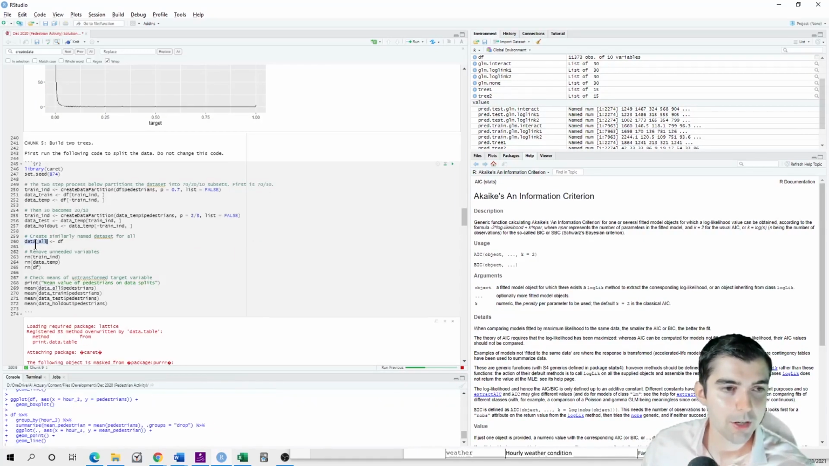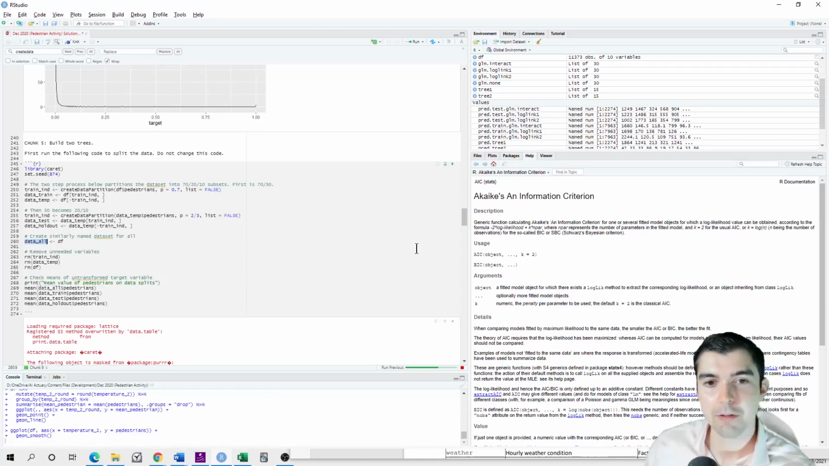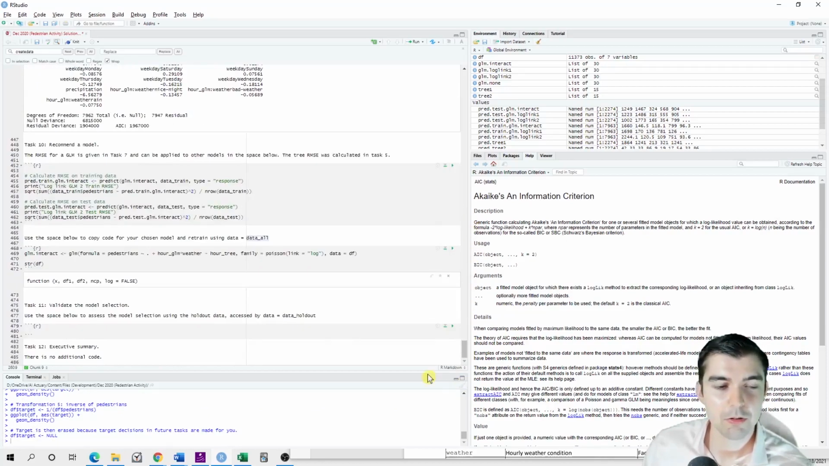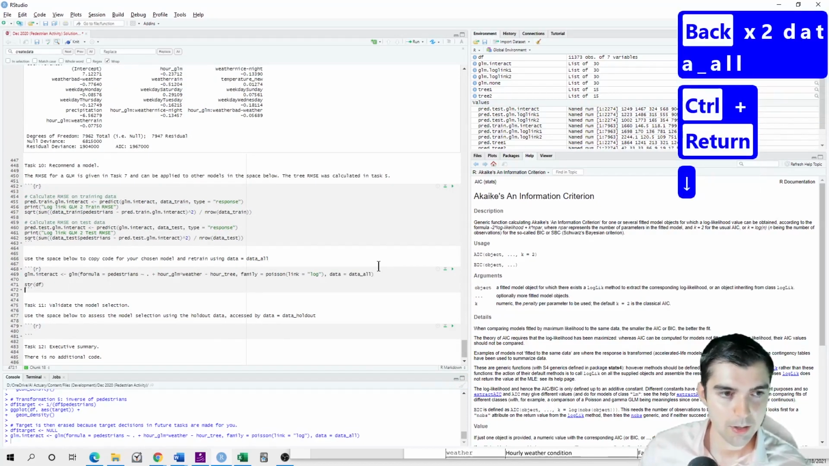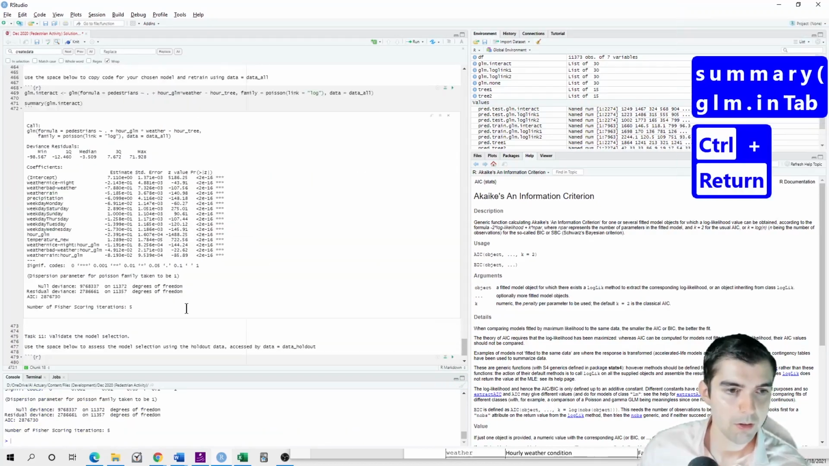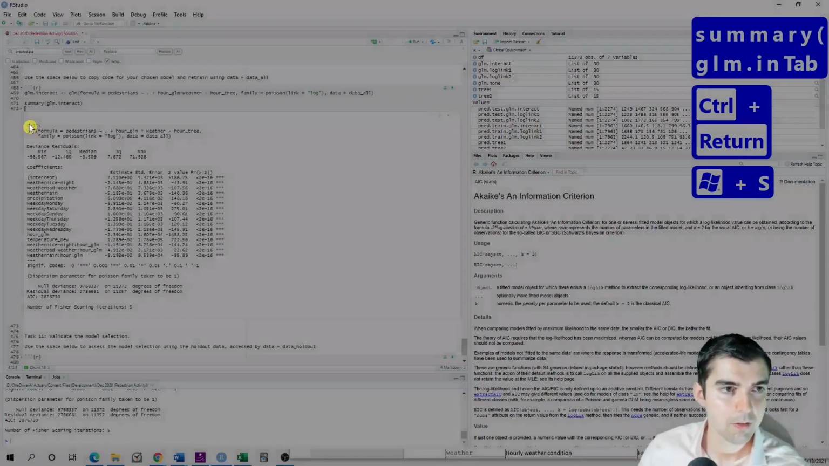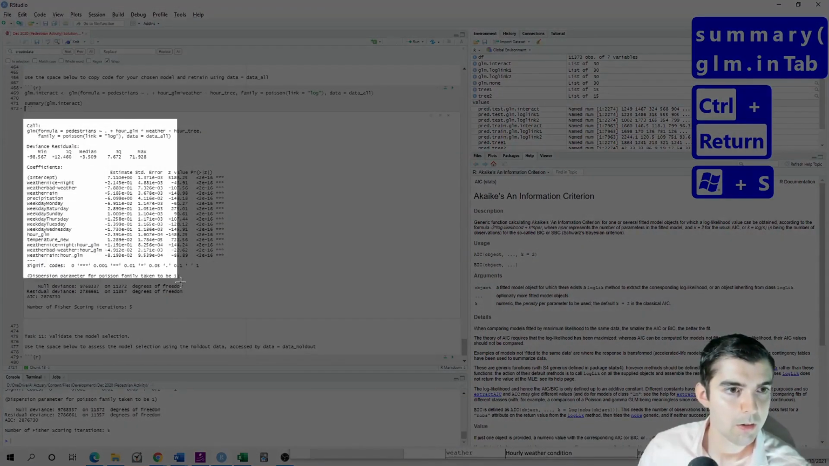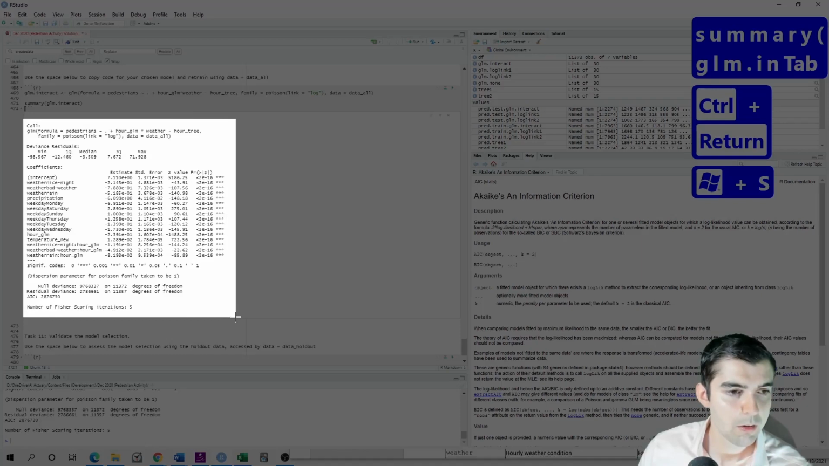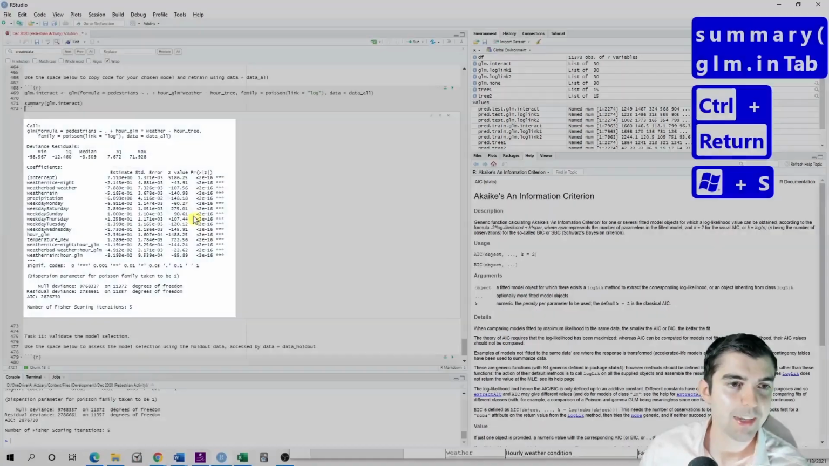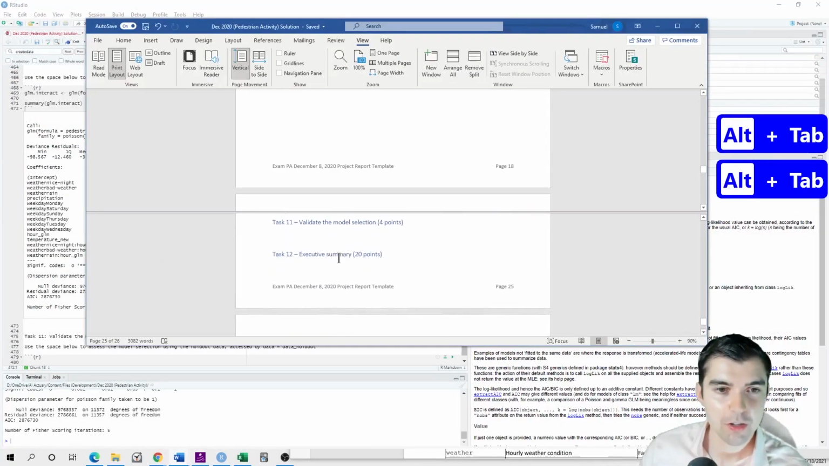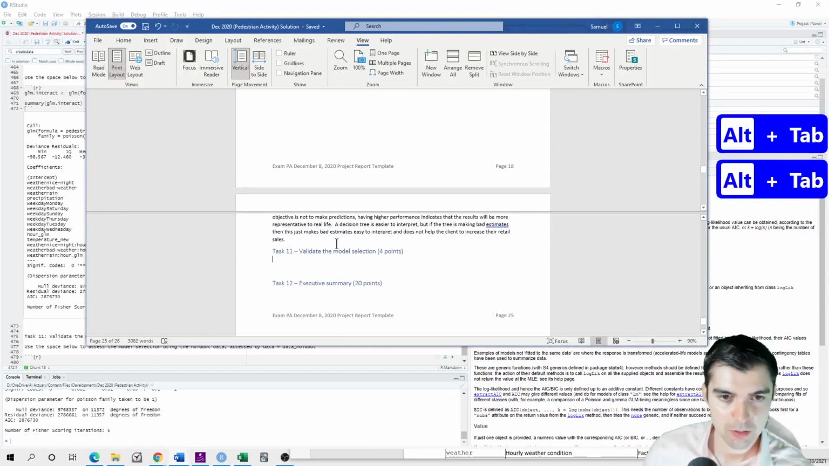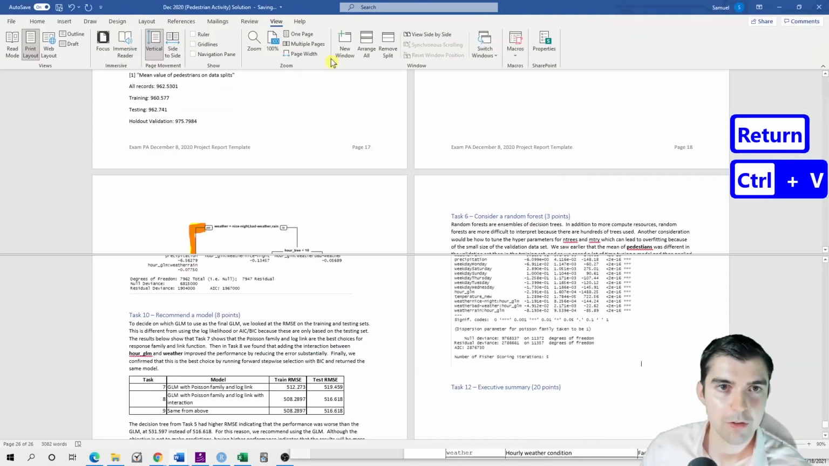Oh, I see. It's right here. It says data.all is equal to df. So perhaps I could use data_all. Yep. Okay. And then we want to copy the results of this. There it is. And if you were to compare the standard errors here, you'd see that the standard errors are smaller than on the other one.